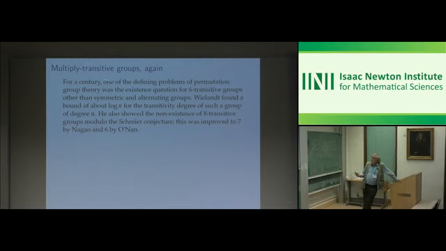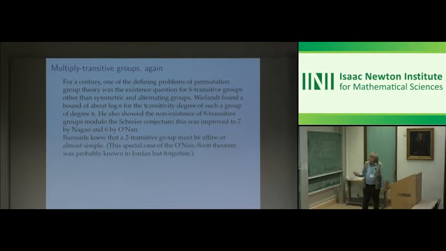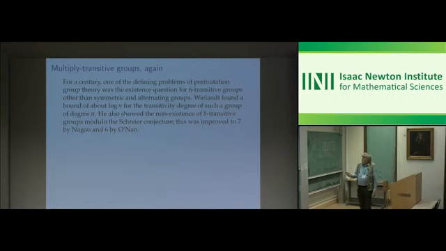but let's just say a little bit about multiply transitive groups. The question of which ones exist was really one of the defining problems of permutation group theory for well over a century. So are there any 6-transitive groups other than symmetric or alternating? Wielandt found a bound of about log n and also showed that modulo the Schreier conjecture there are no 8-transitive groups. Nagao improved this to 7 and Oni to 6.